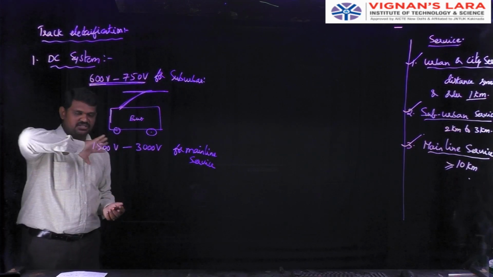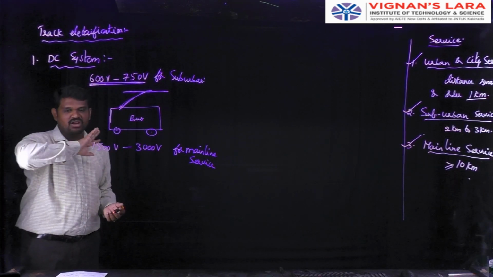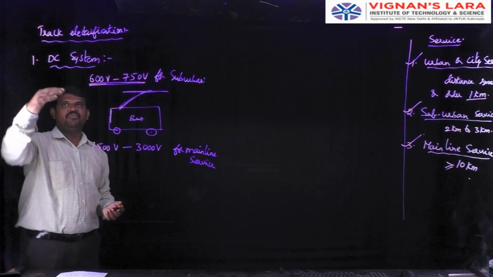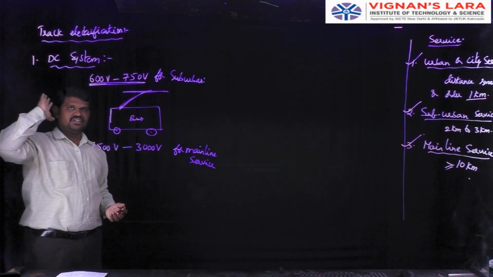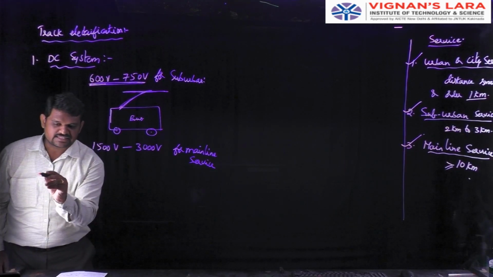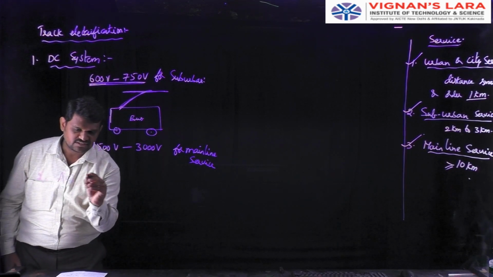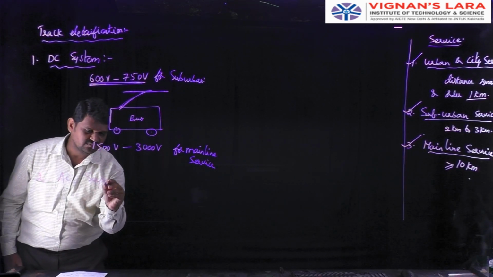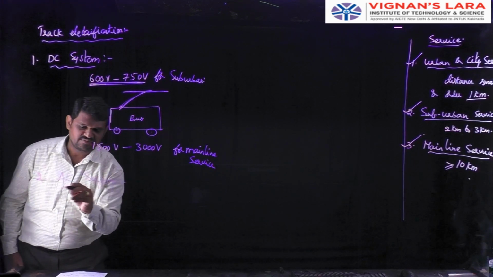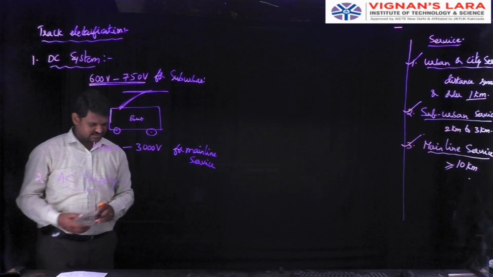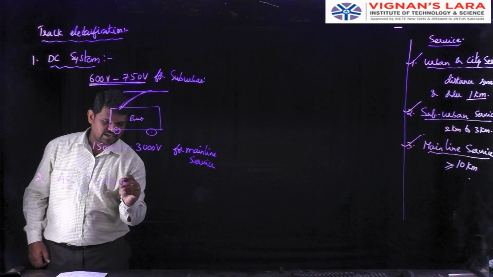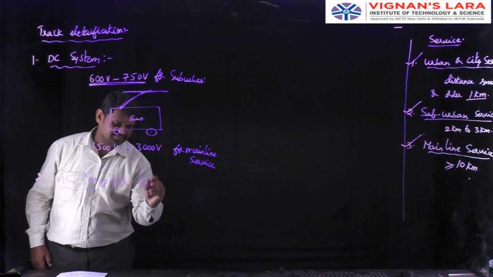So here there is no frequency. We are not concentrating on frequency. Why? Because the DC system is the DC system. Next, the second supply is the AC supply, or AC system.